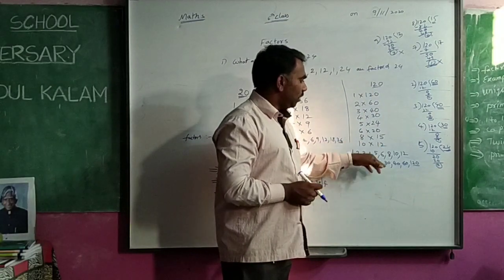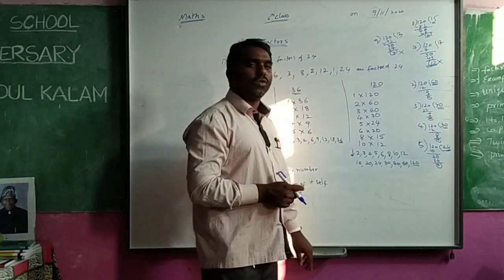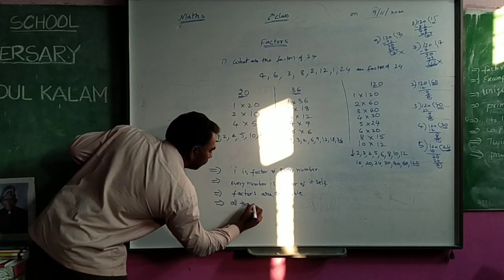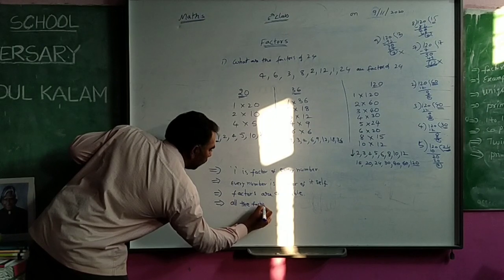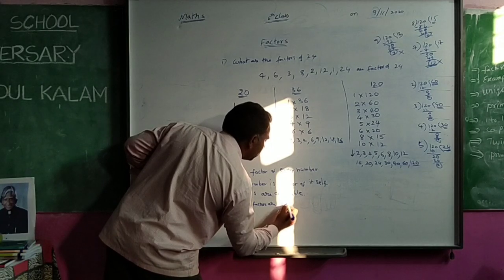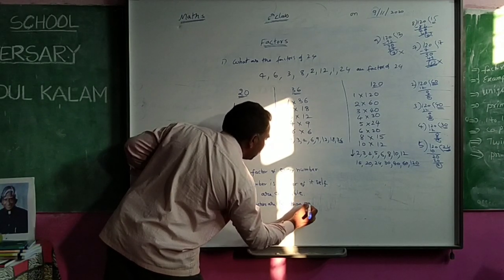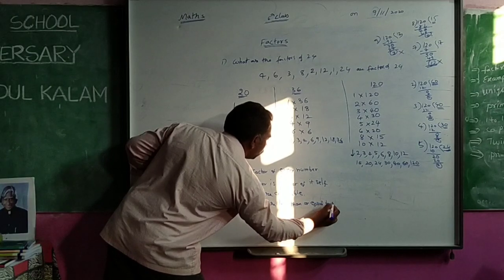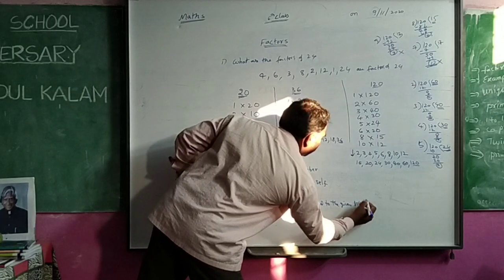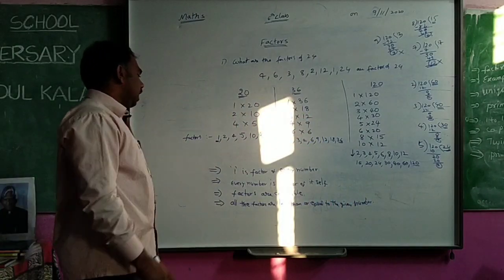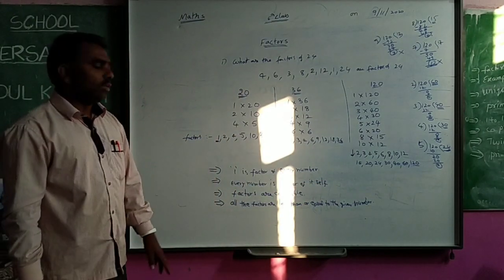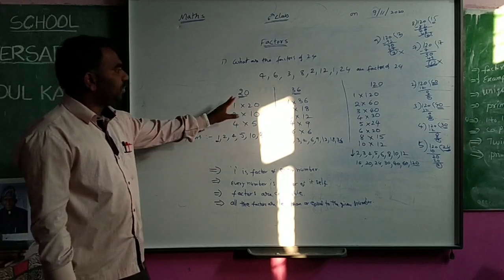What about 120? Can you find any factor more than 120? No. That's why all the factors are less than or equal to the given number. So these are the 4 points I am finding from these answers.